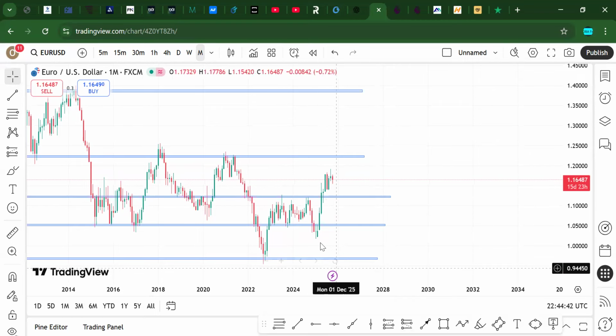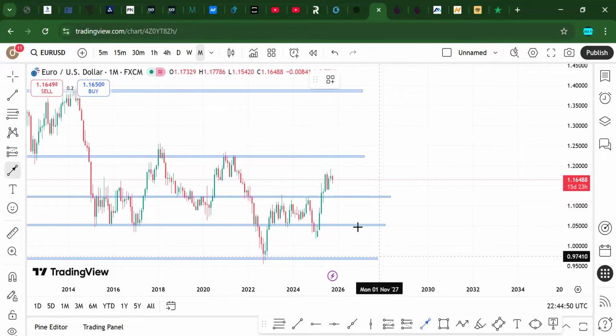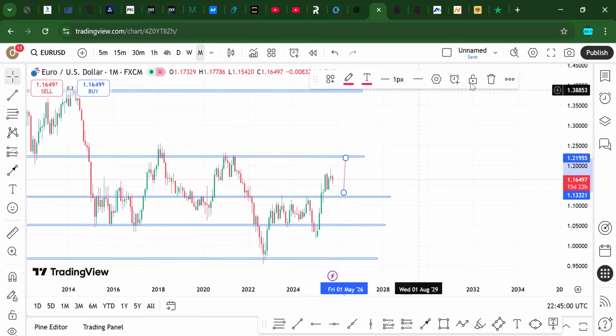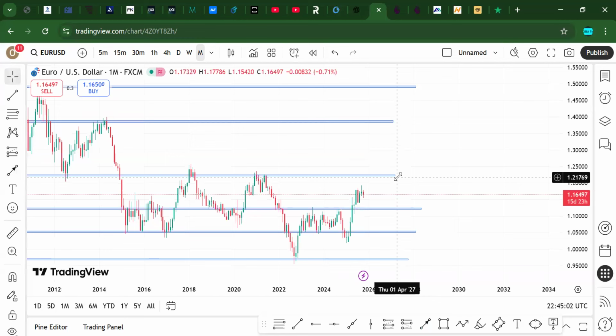So we believe that the Euro USD, despite what has been happening since the beginning of this trading week, still has an upward directional bias. We believe it's still moving from this support zone, and our next target will be this resistance zone. So without wasting much time on this time frame, let's go to our weekly time frame.